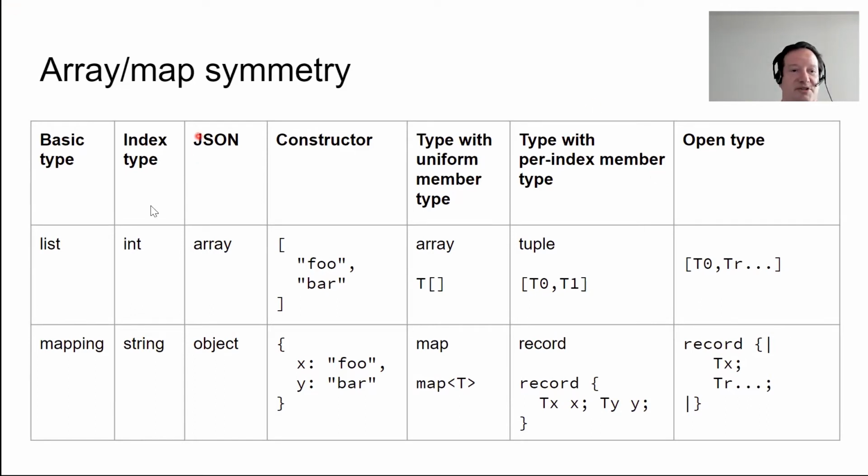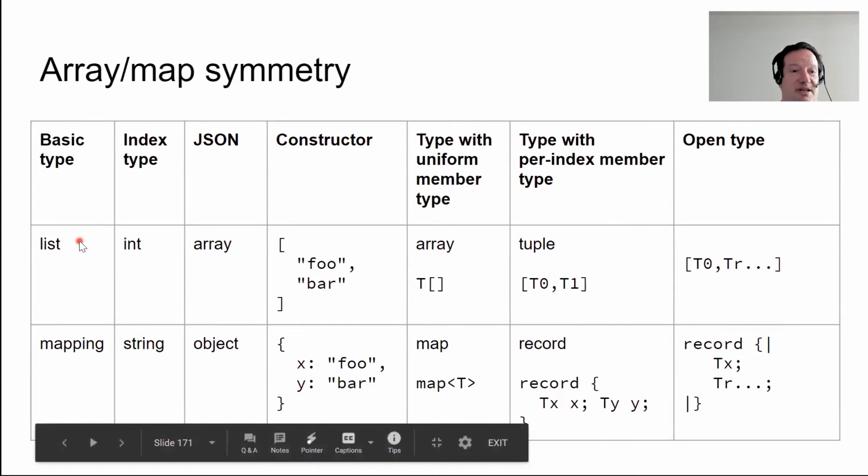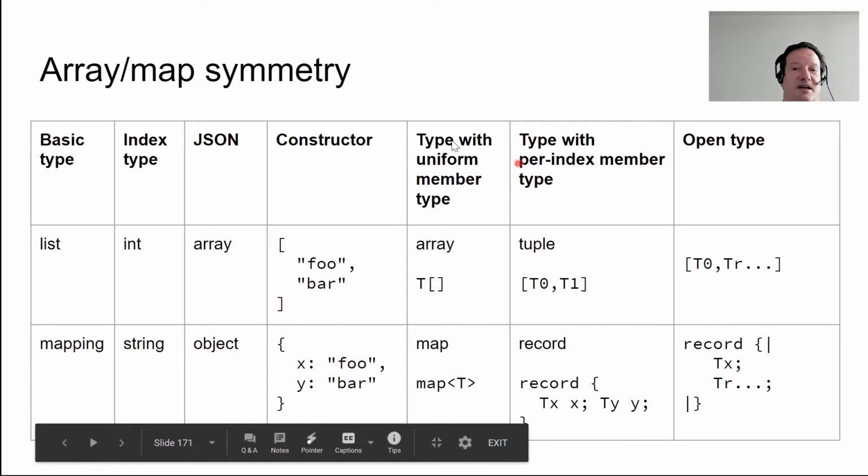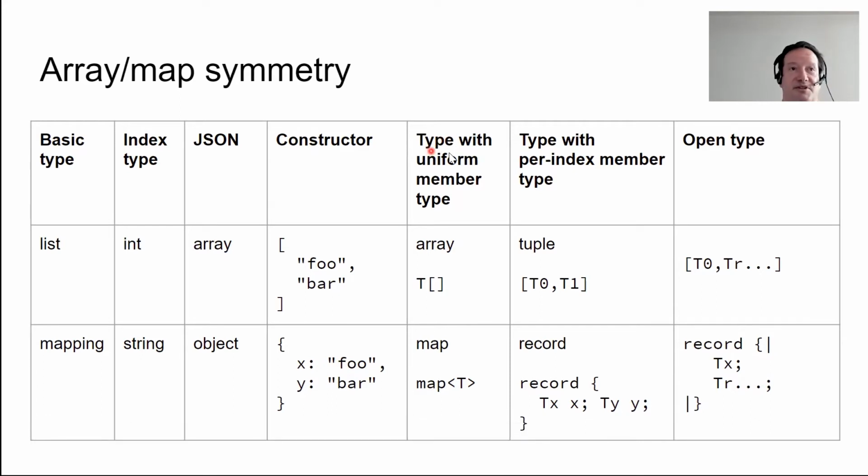So we've got basically two kinds of values. We've got lists and mappings. Lists are indexed by ints, mappings indexed by strings. In JSON, lists are represented by arrays, mappings are represented by JSON objects. You construct lists using square brackets, you construct mappings using curly brackets. And we have two different types you can use to describe each of them. Array type, when you want to use the same type for every member, you write it T like this, an array type.